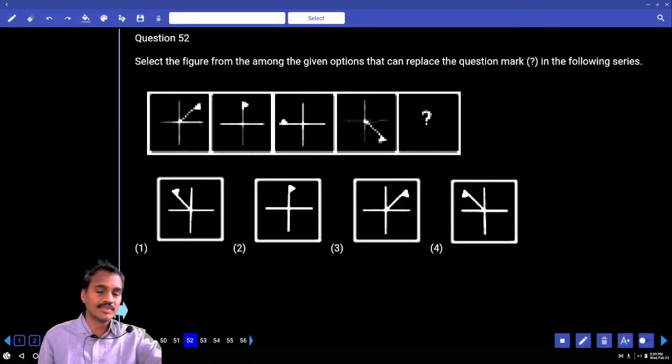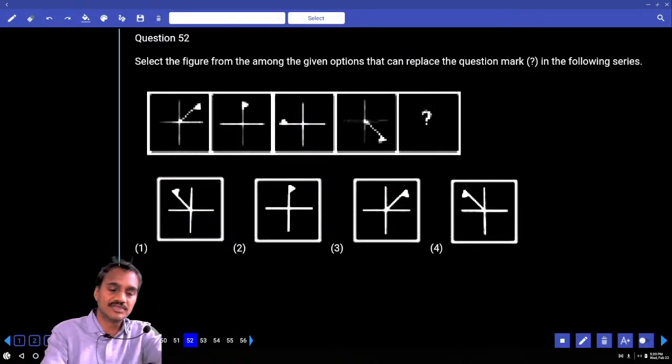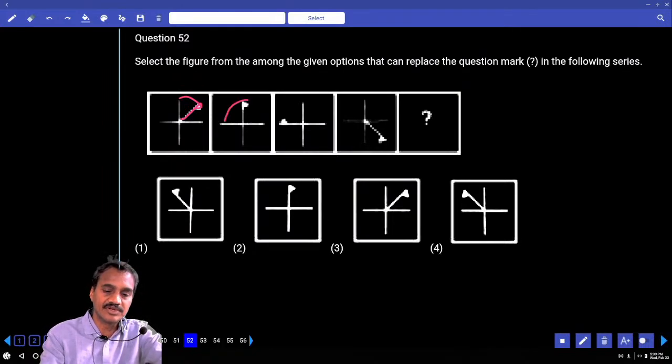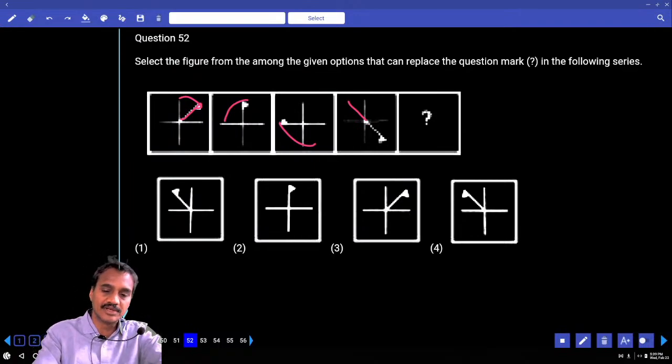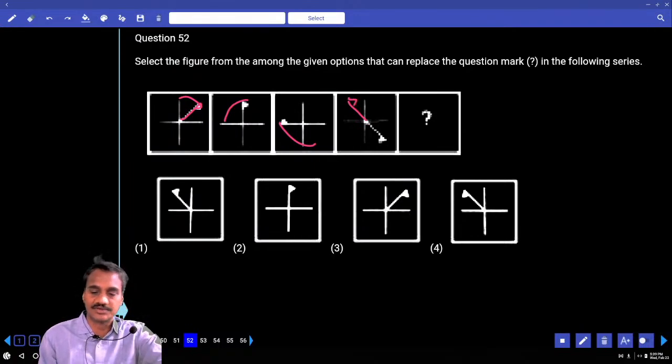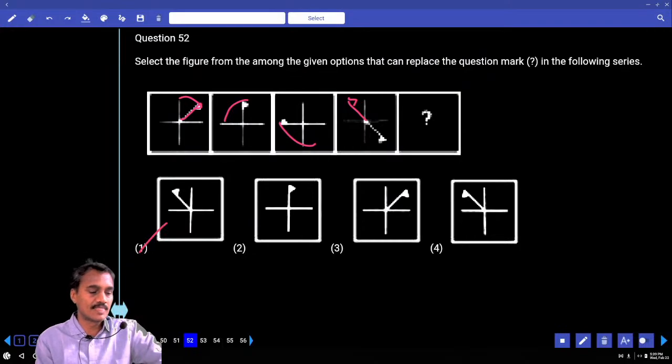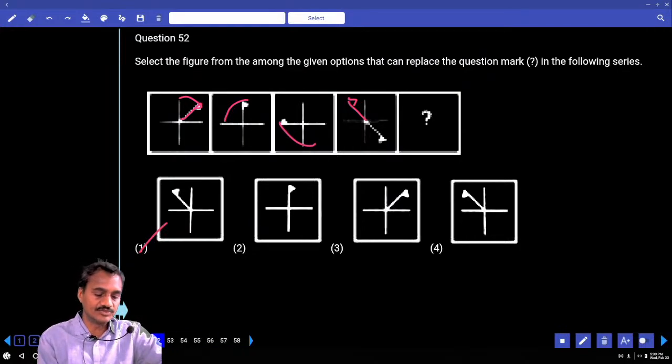Then 52, finding the next figure. Now this flag, if you observe here, from here to here it is rotated by 45 degrees anti-clockwise. And from here to here 90 degrees, here to here 135 degrees: 45, 90, 135, next 180. Hence this flag must be like this, and again it must point towards like this. Only choice 1, question number 52.